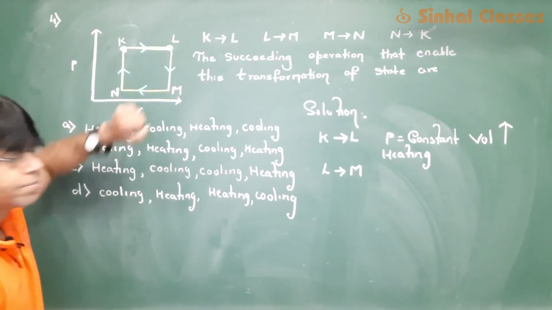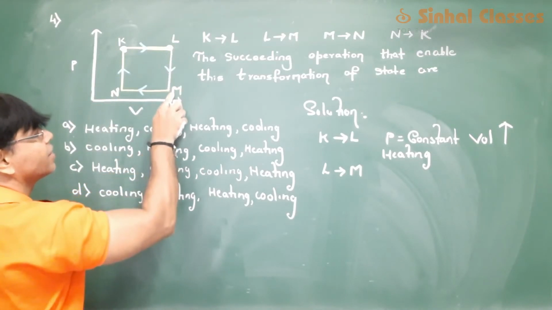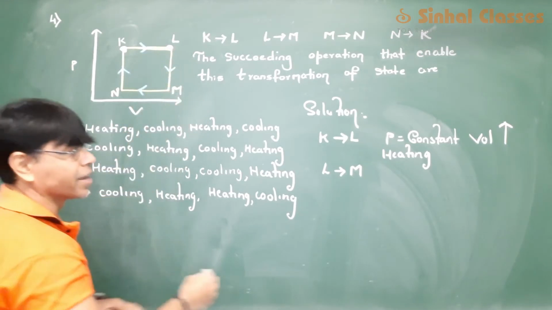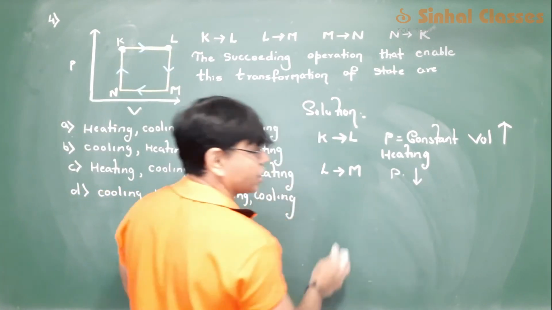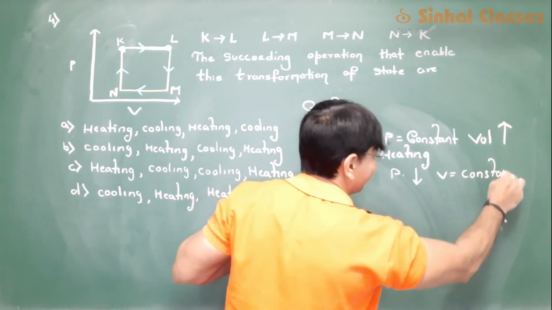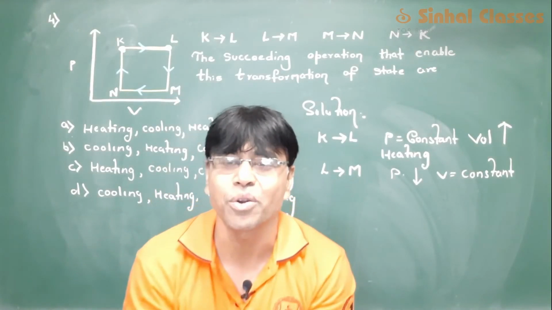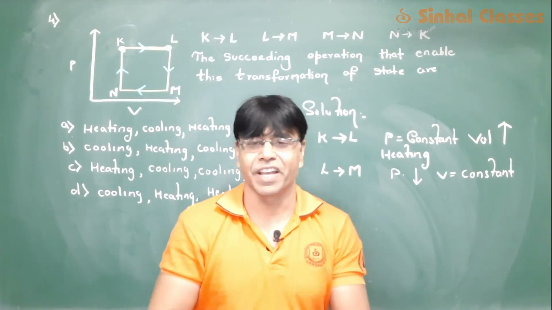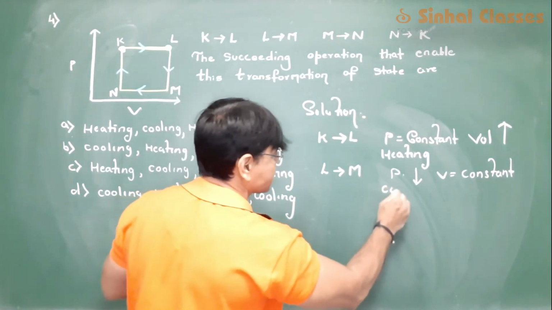From L to M, the volume is constant, but the pressure is decreasing. Now tell me, if the pressure is decreasing, that means definitely cooling is taking place. When the pressure decreases, definitely cooling takes place. So in the second case, it is cooling.